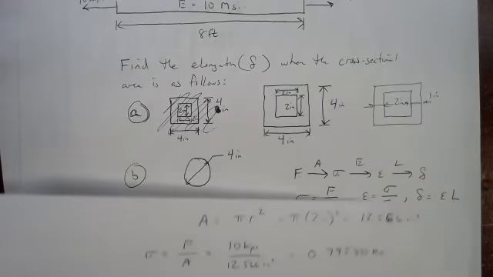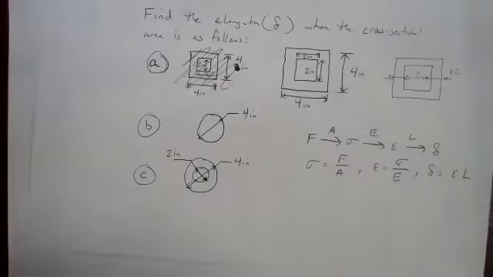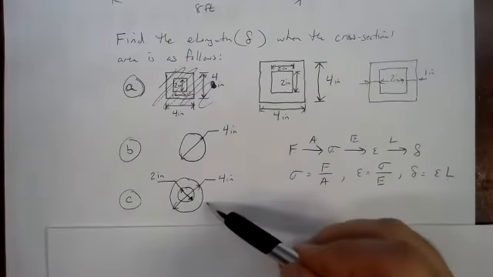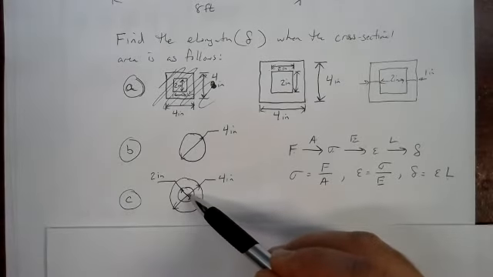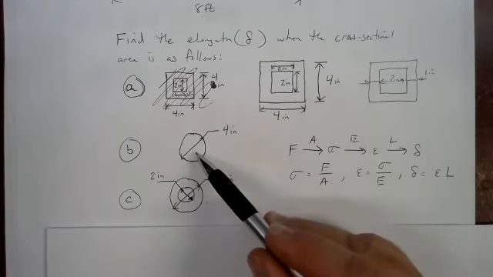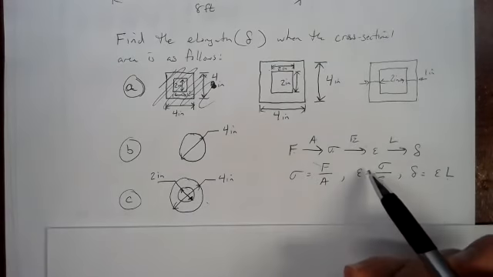Okay, so on the last one, we've got this hollow circle. So there we're taking that 4-inch diameter, and now we're boring out this 2-inch hole. That's going to reduce the amount of area that we've got. So the area is going to be smaller here than what we had in B. That means the stress is going to be higher, which means the elongation is going to be higher.